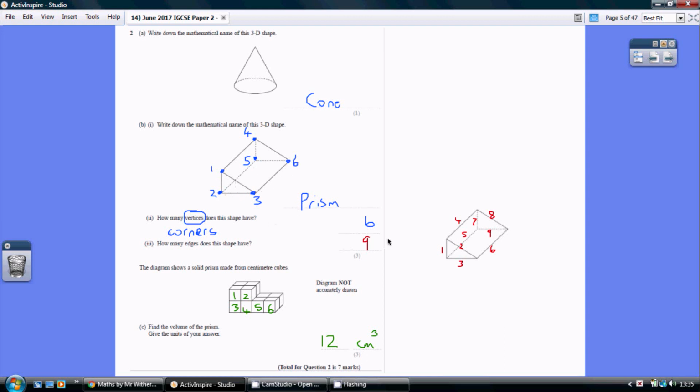So it's 9 edges. Now find the volume of the prism of this, and really that's just counting the cubes. So we've got 6 at the front, there's 6 at the back, so that's 12 in total. It says give the units. Well, we're told that centimetre cubes, so it's centimetre, and it's 3-dimensional, so make sure you've got centimetre cubed.